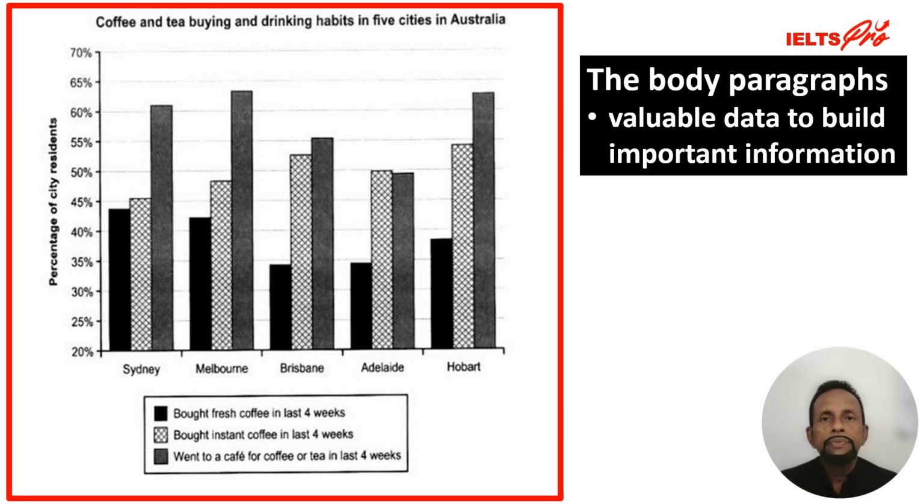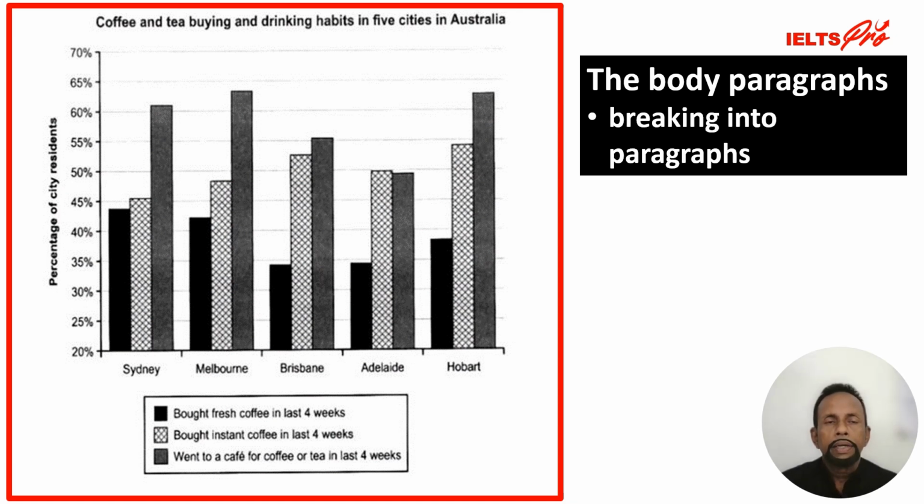To write the body paragraphs, we need to gather the most important information from the given data. We can't just report data. It has to be information obtained from the data. Then, let us focus on breaking the paragraphs in a logical manner. We identify that among the habits going to a cafe is the most preferred in all cities. That we can discuss in our first body paragraph. The comparison of the other habits can be included in the second paragraph.